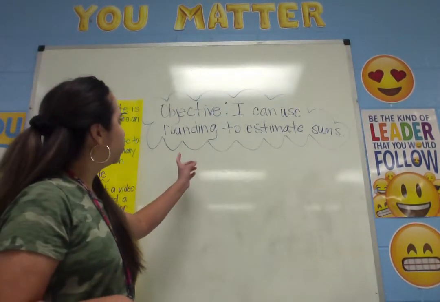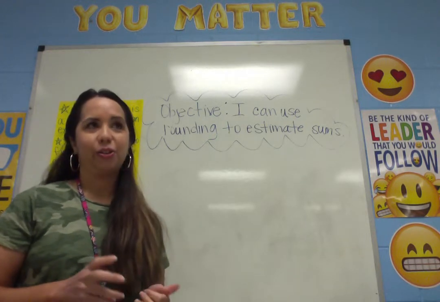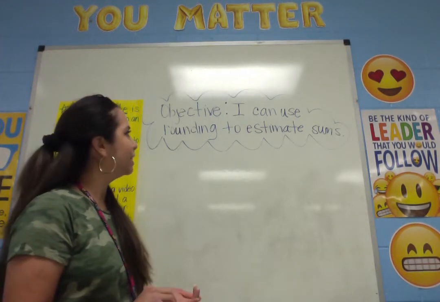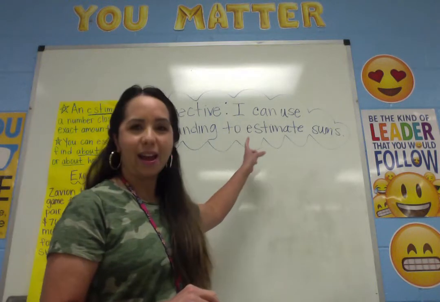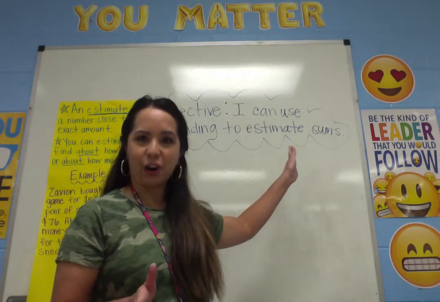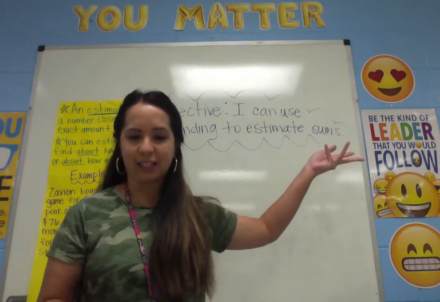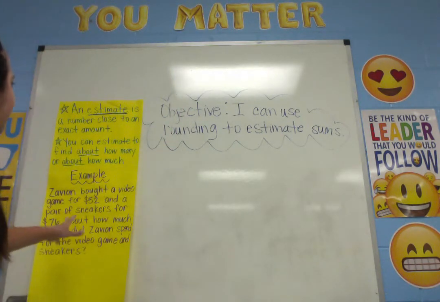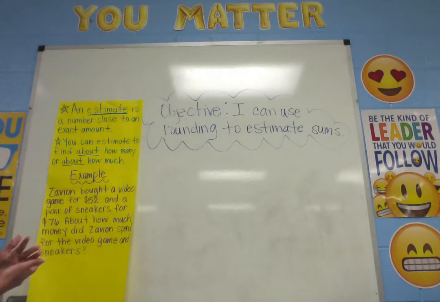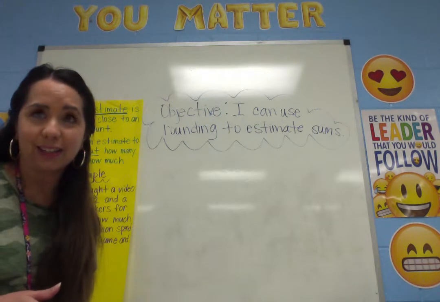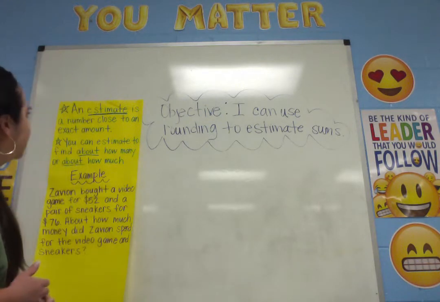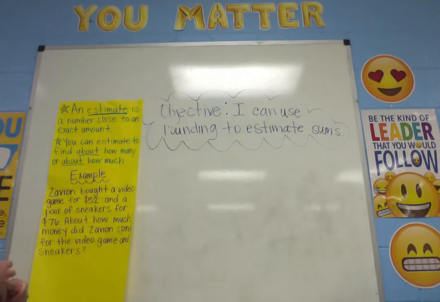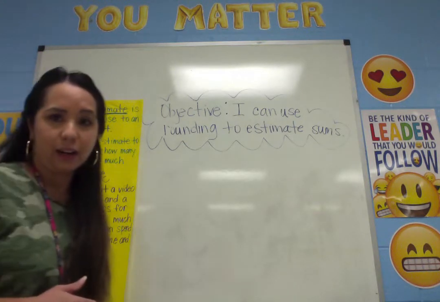Okay, so read the objective with me. I can use rounding to estimate sums. So again, we know what rounding is. What does this word estimate mean? I know we've heard it before, estimate. Well, I made a little anchor chart, hope you could see it. So an estimate is a number close to an exact amount. Let me say that one more time. An estimate is a number close to an exact amount, right?